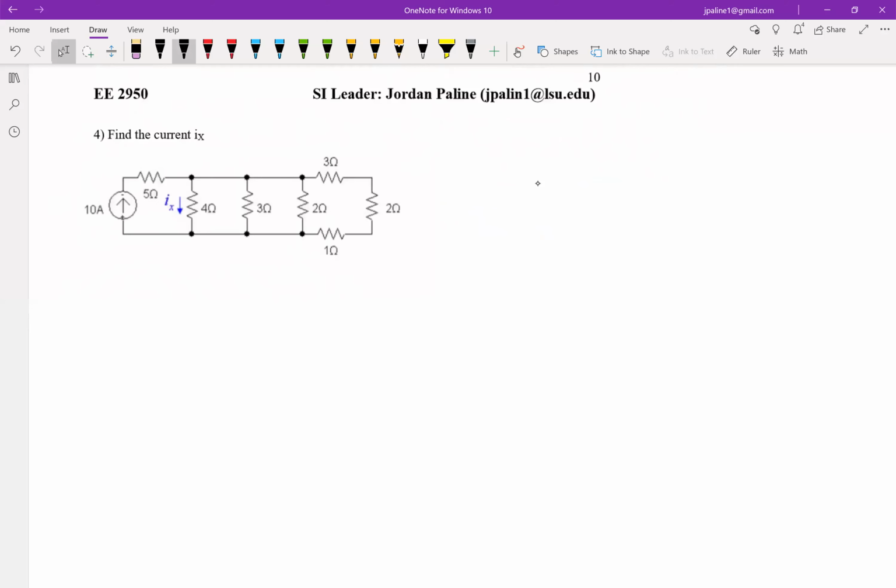So this one here is asking us to find the current IX. They already defined the current for us here. How do we do that? Let's see what we have. We have a current source that's pumping out 10 amps, and then we have 1, 2, 3, 4, 5, 6, 7 resistors.